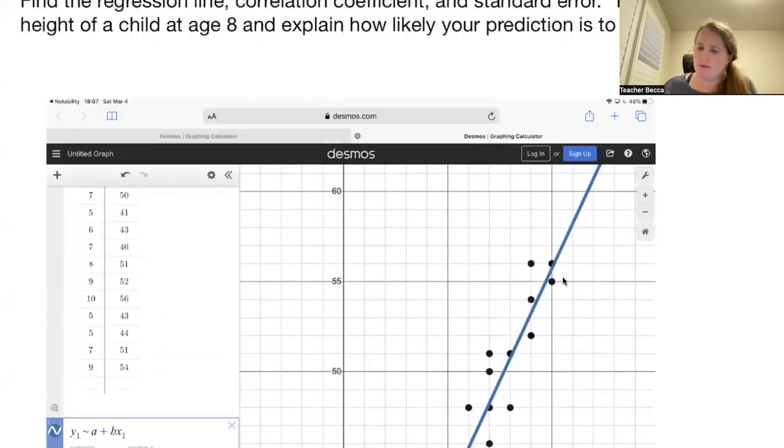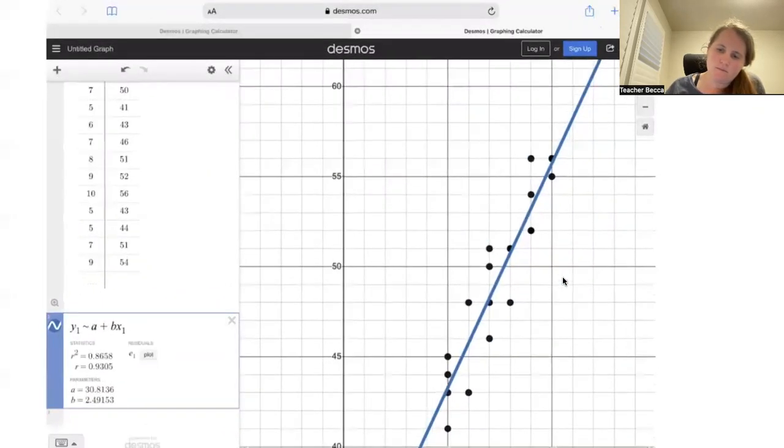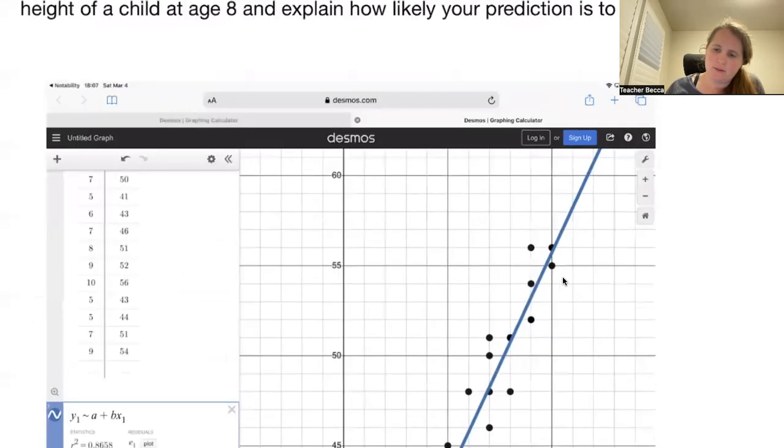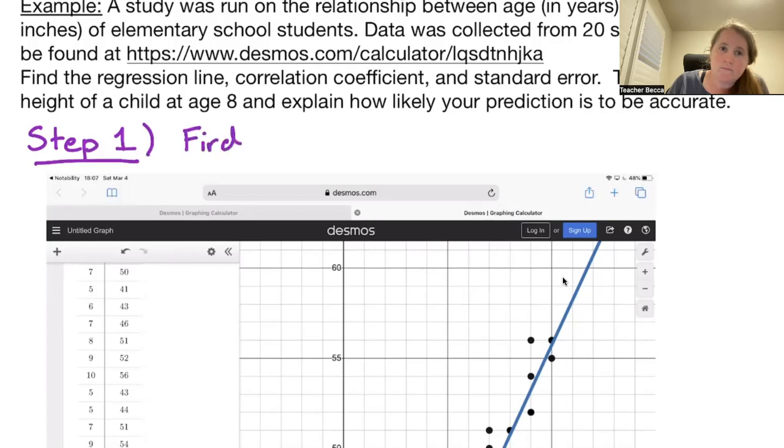Okay. So the very first thing we did, I apologize for the zooming in and out. Our step one was to find R and the regression line.